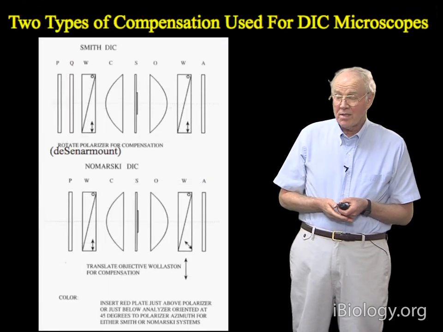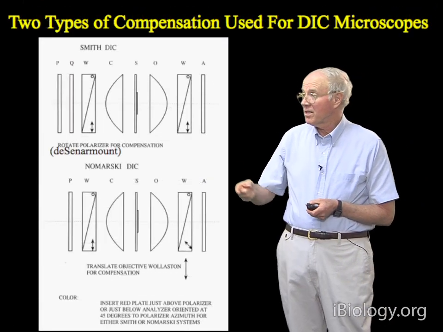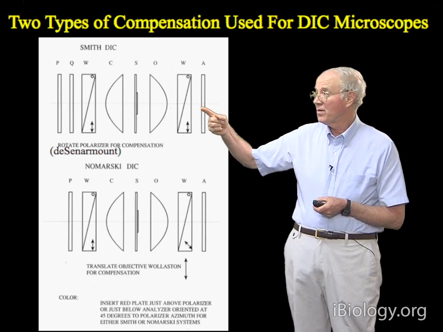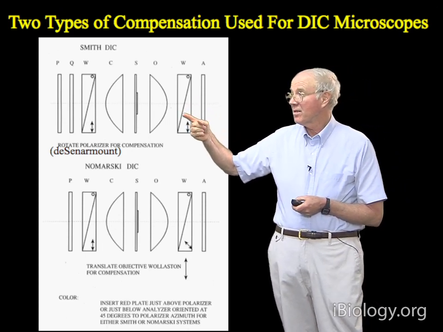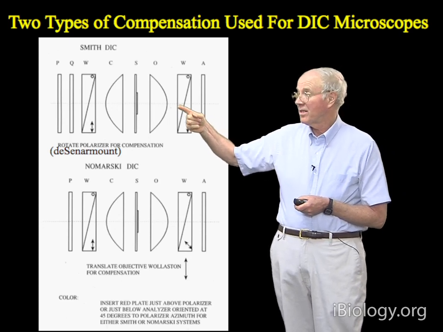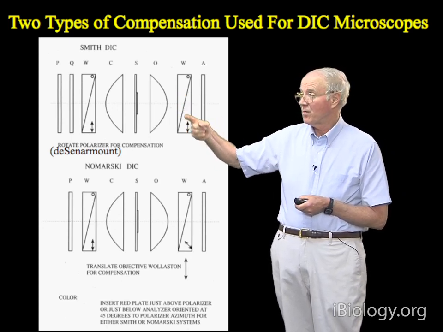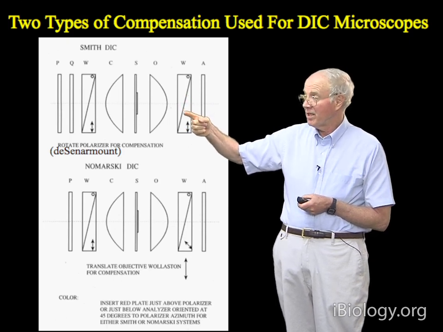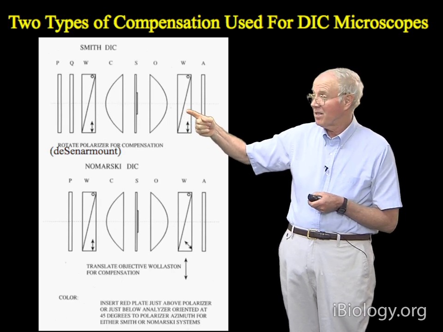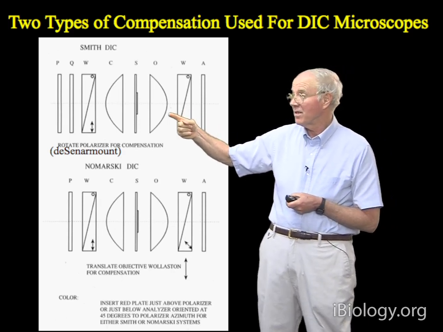What kind of compensators are used to do this? In the original designs for DIC, one was called the Smith design, which used these Wollaston prisms, and they were actually built into the objective in the objective back focal plane. So when you bought the objective, it said DIC, and it had the prism in it. So you couldn't use the objective for other things because the prism was built into the objective.